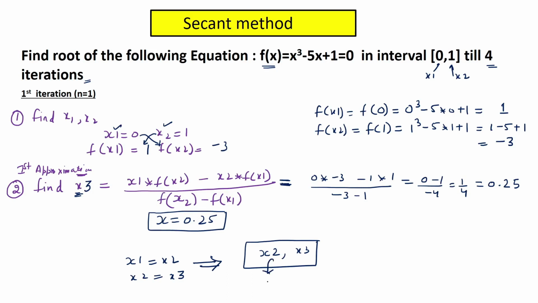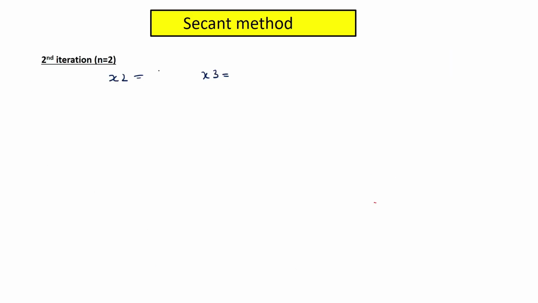So let's move to our second iteration. Here I am using the value of x2 and x3. The value of x2 in the first iteration was 1 and x3 is 0.25. So x2 will be 1 and x3 will be 0.25. You can say this is my first step. Now I will be moving to the second step, that is, finding the value of x. Here you can see I have x2, I have x3. So what will be the new value of x? I will be saying x4. So let's write the formula for the x4.